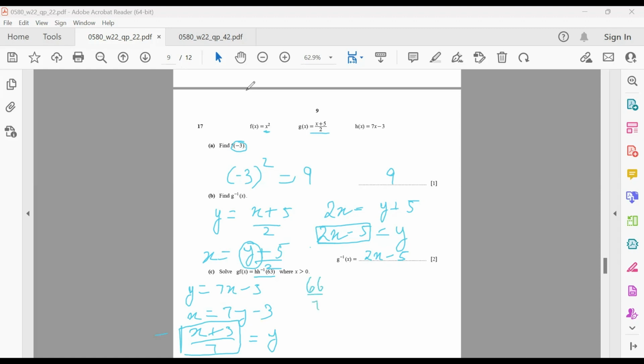So that gives us 66 by 7. And so h inverse of 63 is equal to this. Therefore, you have to find h of this inverse. So we substitute this into this equation. So that is 7 into 66 by 7 minus 3. So 7 and 7 cancel out. That leaves us with 66 minus 3, which is equal to 63.